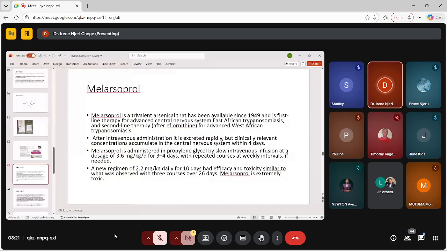Then there was this other man. This was case 2. Again, this patient was in Tanzania. Again, we said Tanzania, East African type. It is rhodesiense. So you read this story, and we can see that he had his blood taken.